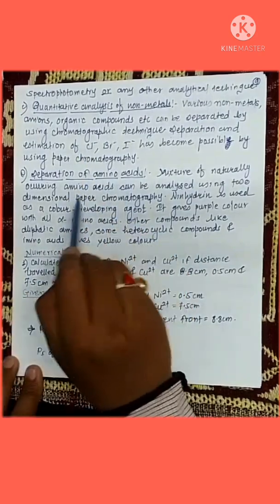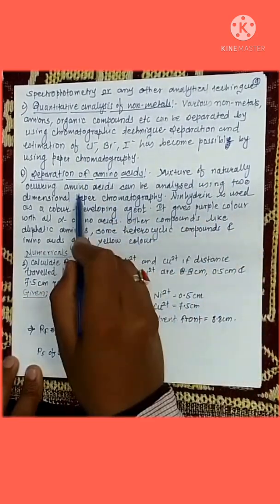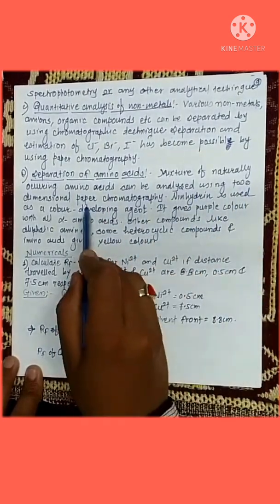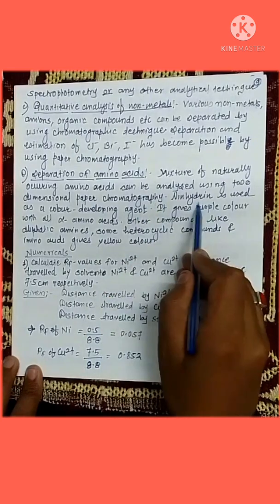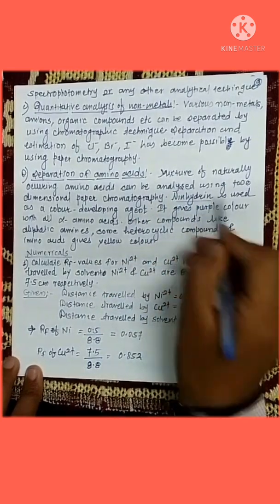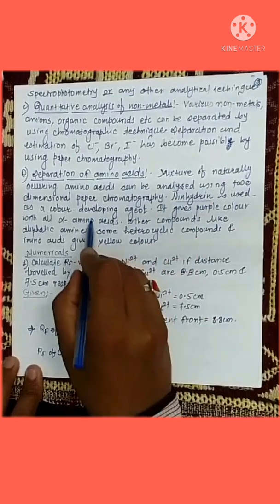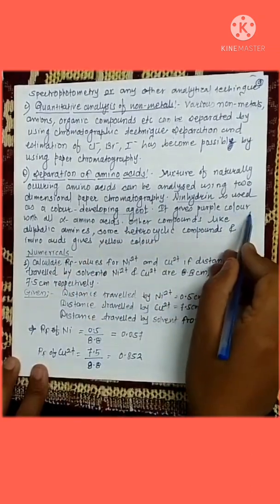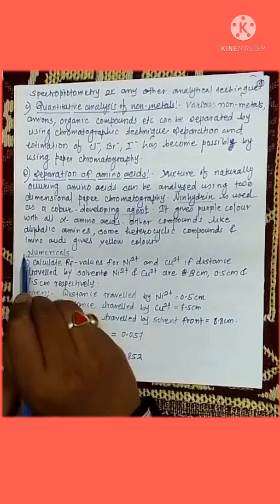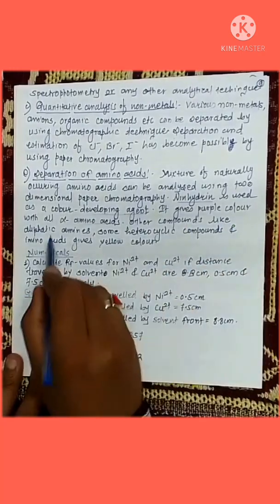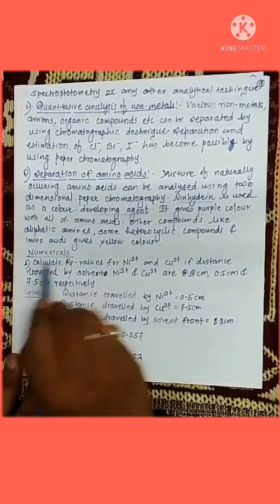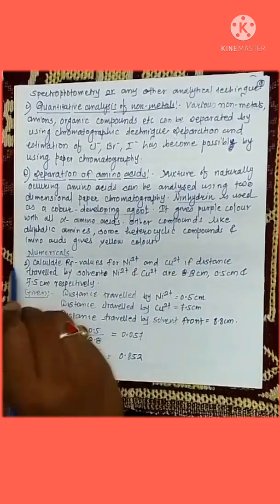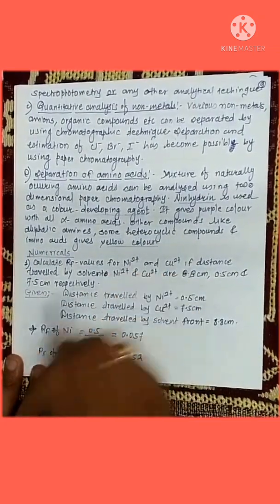Separation of amino acids: a mixture of naturally occurring amino acids can be analyzed using two-dimensional paper chromatography. Ninhydrin, it is important, is used as a color developing agent. It gives purple color with all amino acids. Other compounds like aliphatic amines and some heterocyclic compounds give yellow color.